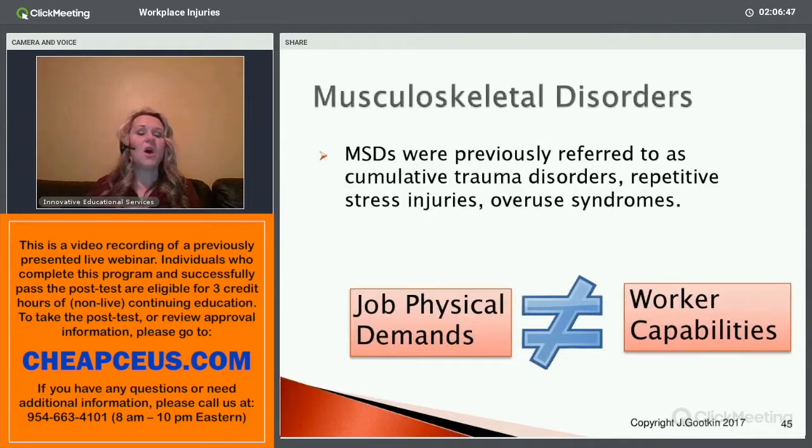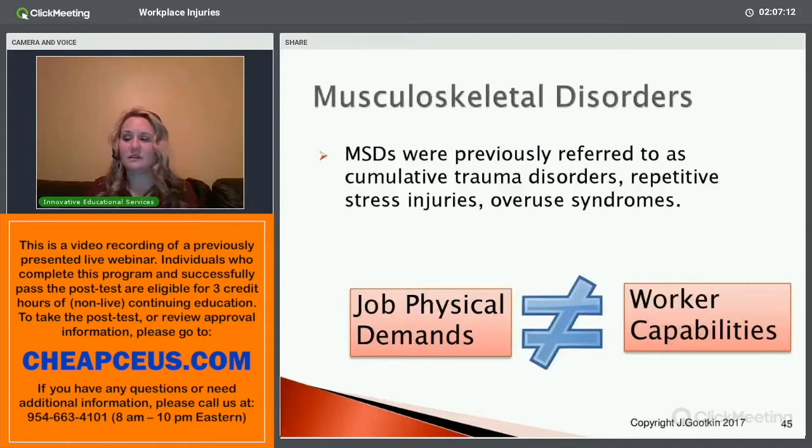Musculoskeletal disorders are what we are looking at to try and modify for our patients. This is the majority of who we are seeing. Musculoskeletal disorders arise when the physical demands of the job just do not meet the worker's capabilities, and that could be for many different reasons. We're going to see those overuse types of injuries for our patients.